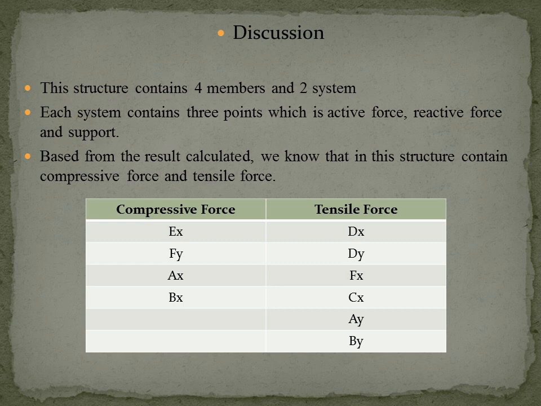So for the discussion, we know that this structure contains 4 members and 2 systems. Each system contains 3 points, which are active force, reactive force, and support. Lastly, based on the results calculated, we know that this structure contains compressive force and tensile force. Compressive force is at points Ex, Fy, Ax, and Bx, and the tensile force is at points Dx, Dy, Fx, Cx, Ay, and By.